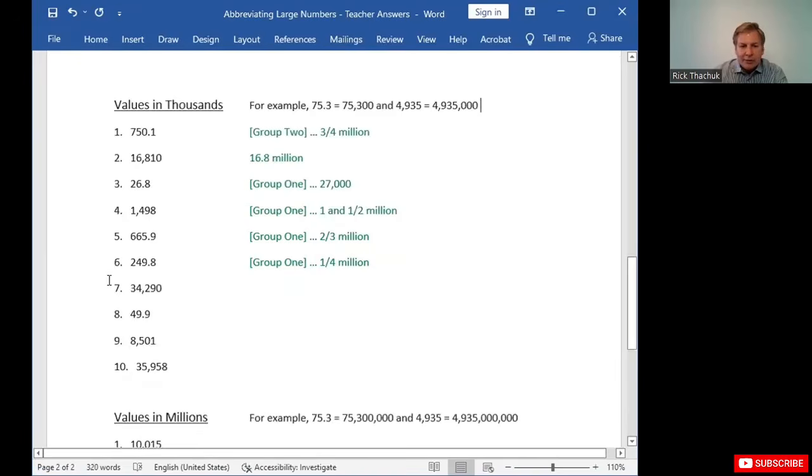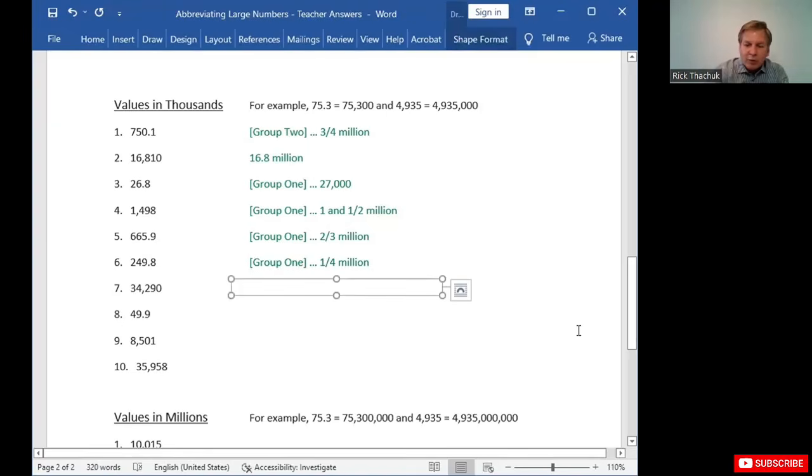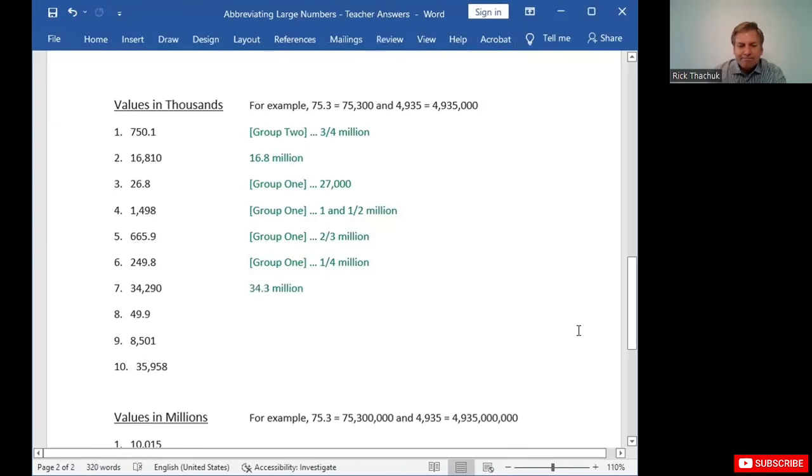Number 7, 34,290,000, which expanded is 34,290,000. How can I abbreviate that? Well, it's not really close to 34 million or 35 million. It's not really close to a fraction of a large number. I think the best strategy is to put the units in millions and round to 1 decimal. So I will refer to this number as being 34.3 million.